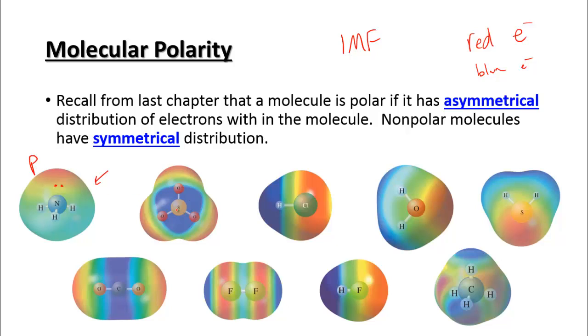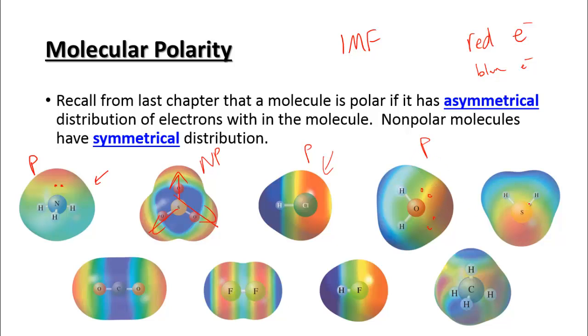When you look at this one, it's very symmetrical. Notice how the red is being pulled in all directions equally, and all those basically cancel each other out, and this symmetrical distribution is nonpolar. Here in HCl, lots of electron density here, so this one's going to be a polar molecule. Here's water in a bent shape, and remember water's got those lone pairs over here, so that's why it's high electron density here. It's a polar molecule.